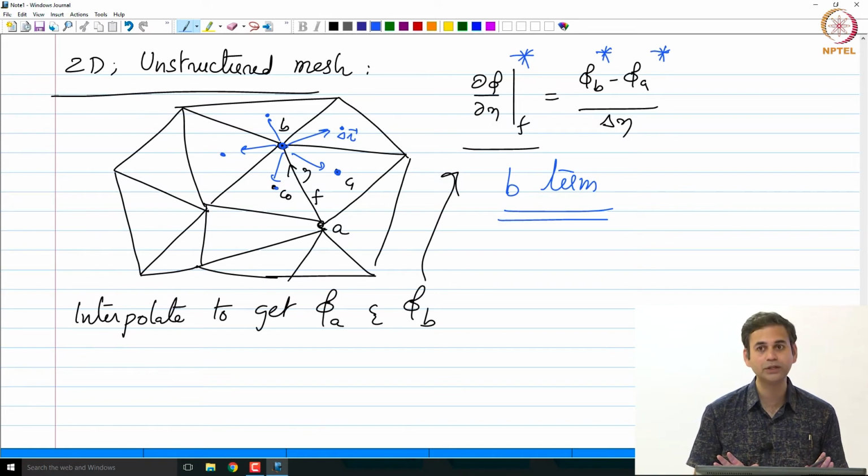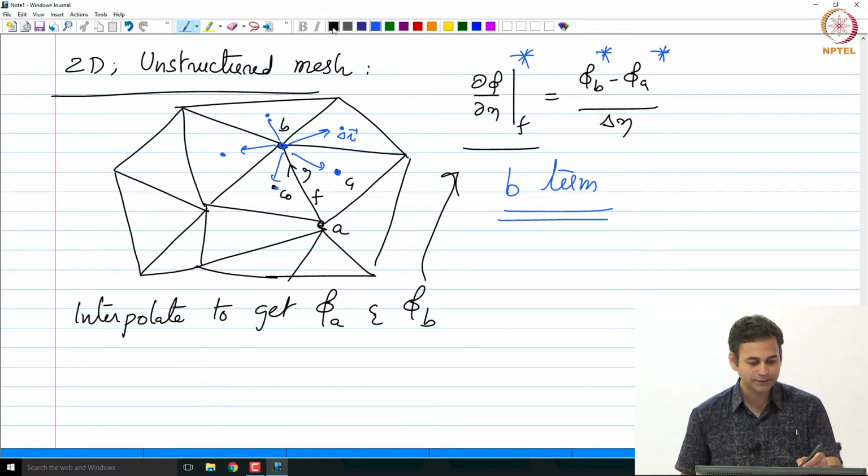Then we have finished 2D structured, 2D unstructured. What about a 3D structured mesh?